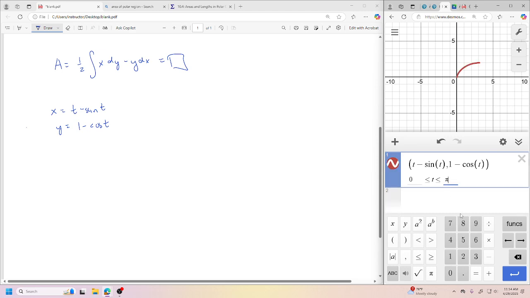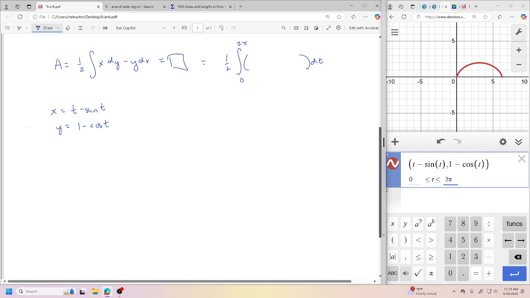But that's not fully completed. 2 pi looks like a full complete arc or arch, so that's what I'm going for. I want to basically say 1/2 integral from 0 to 2 pi of stuff dt. That's going to be my goal here in a second. So I have x and y, but what would be dx?